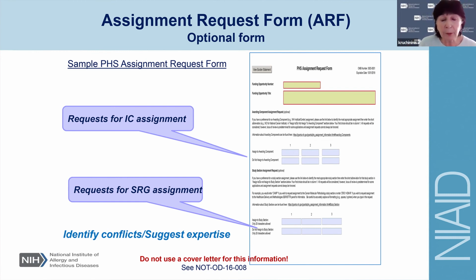And on the same form, you also can request a specific study session assignment. The best way is to talk to a program official who can recommend the study session, but I will show you another slide. There is another tool to help you figure out the study session. Also on the same form, if you have a conflict of interest, you can address it. You cannot recommend reviewers, but if there is a conflict of interest, you can address it on this form.